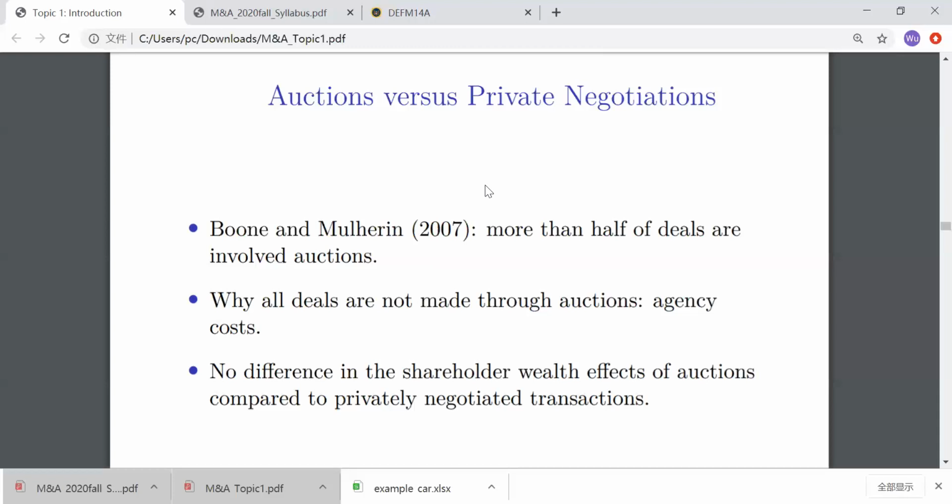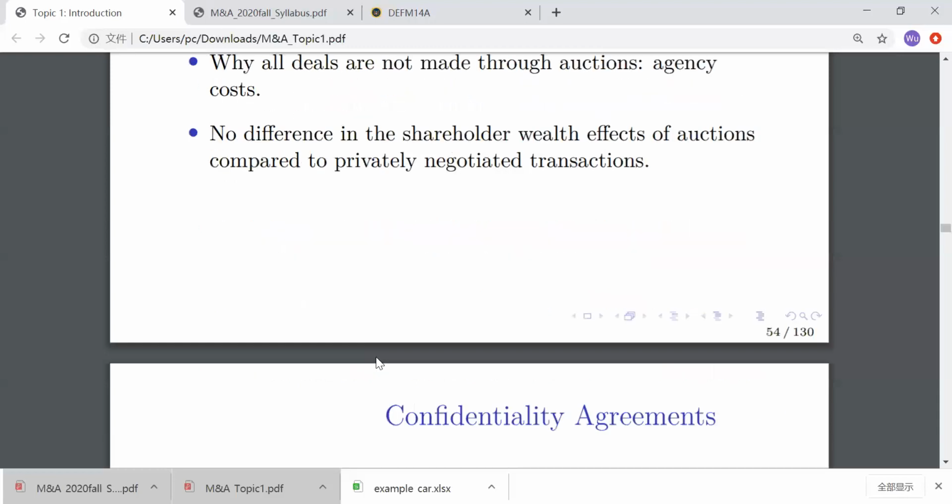And this paper by Boone and Mulherin finds that there's no difference in terms of shareholder wealth effect, right? The reason is that the costs and benefits cancel out. Auction has the benefit of boosting the takeover premium, but it also has the cost of higher information cost, which is disclosing proprietary information to competitors. One-to-one negotiation can mitigate information costs, but it also involves agency costs, right? So that's why they don't find a difference in the shareholder wealth effect.